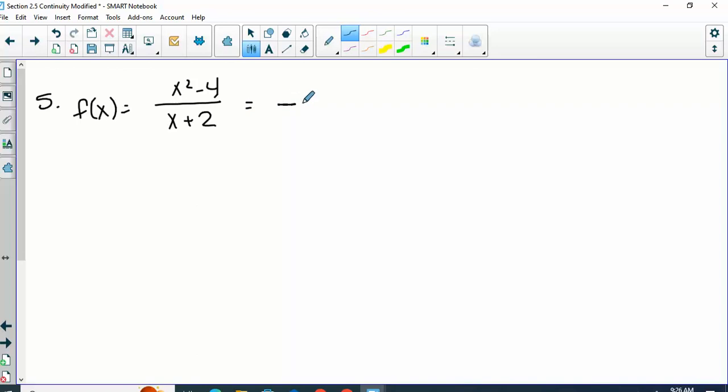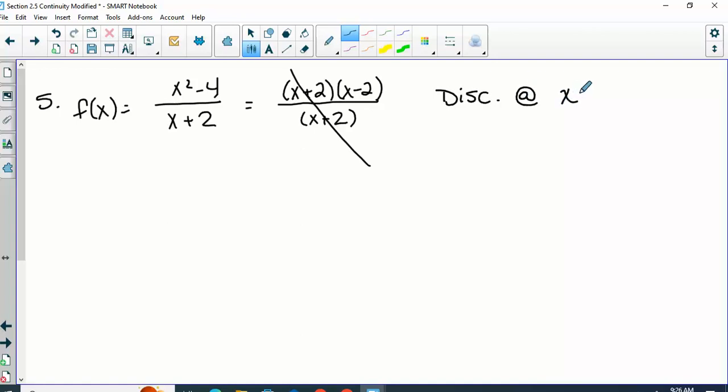On these fractions, we need to start by factoring. Denominator, we can't do anything. The numerator, x squared minus 4, we factor into x plus 2, x minus 2. Anytime something cancels, we have a discontinuity at, what makes x plus 2 equal 0? So discontinuity at -2. If it cancels out, what kind is it? Removable. Because when it cancels, that puts a hole on our graph. So we can fix it just by filling in that open circle.